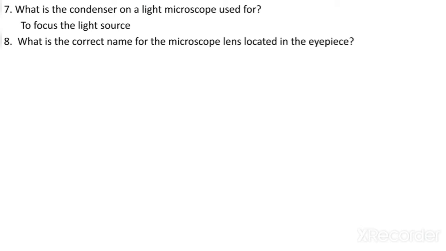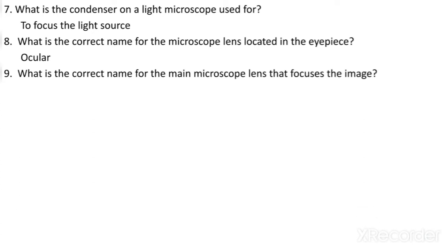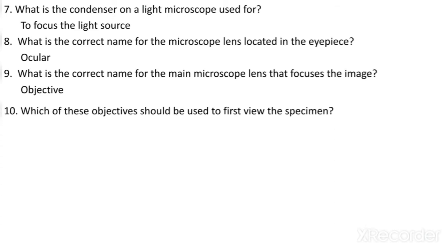What is the correct name for the microscope lens located in the eyepiece? The name is ocular lens. What is the correct name for the main microscope lens that focuses the image? The objective. Objective is used to focus the image in the microscope.